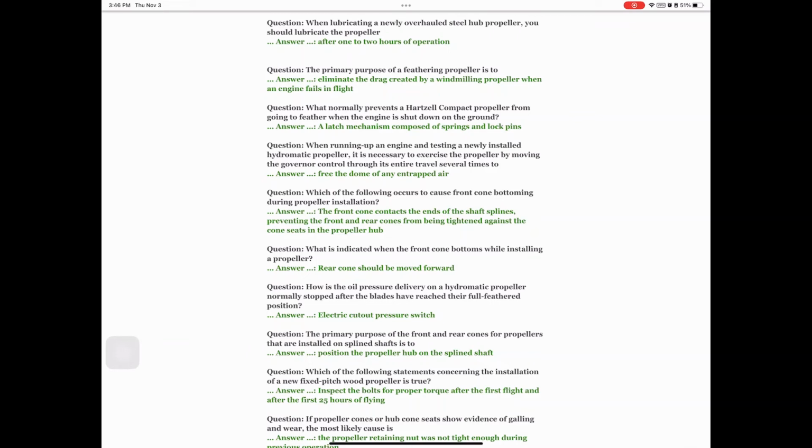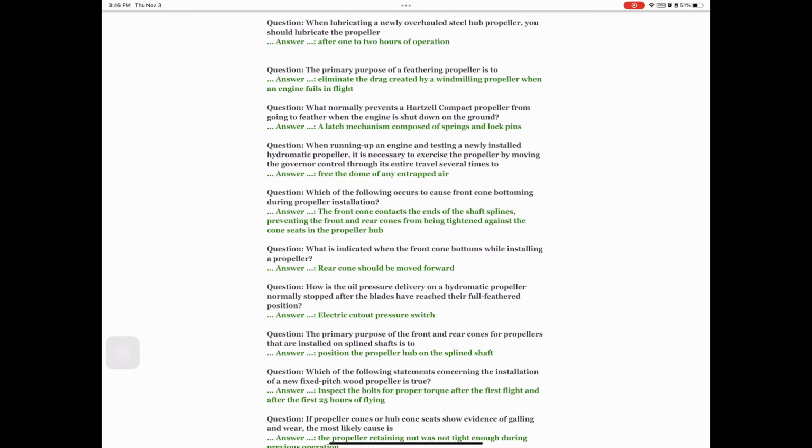Question. What is indicated when the front cone bottoms while installing a propeller? Answer. Rear cone should be moved forward. Question. How is the oil pressure delivery on a hydromatic propeller normally stopped after the blades have reached their full feathered position? Answer. Electric cutout pressure switch.